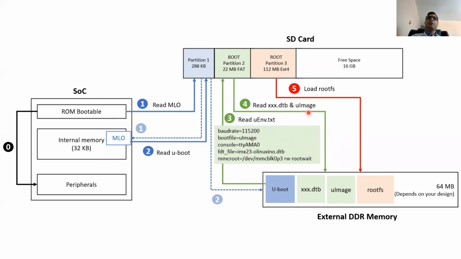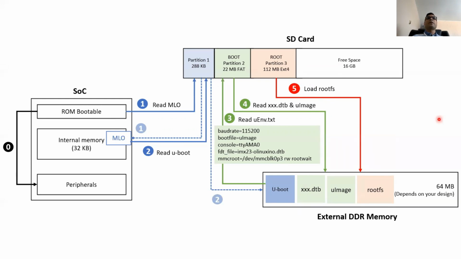So the uImage file is the Linux kernel file. And then U-boot passes the control to the uImage file. And then the uImage file will come up and read the device tree. And after that, read the rootfs file and then load it into its memory and your system will be up.